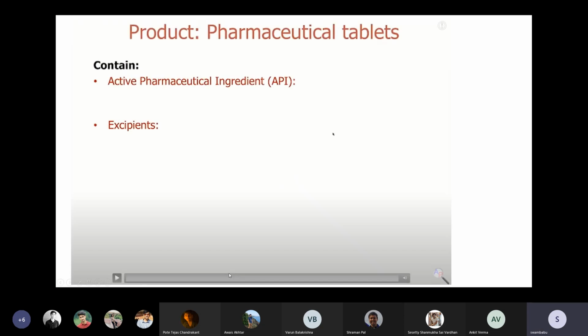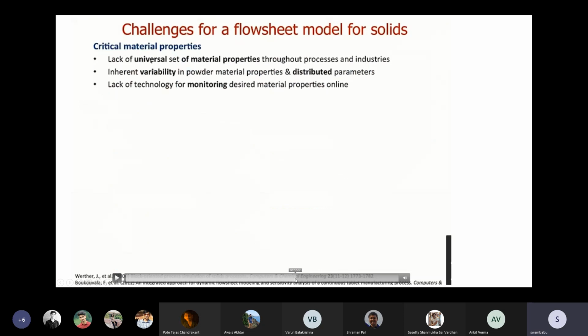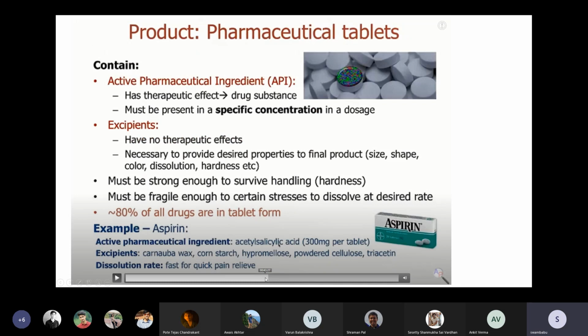So this is one example: aspirin, an aspirin tablet for quick pain relief. Aspirin is a very commonly used pain relief medicine. So in the aspirin, this is the active pharmaceutical ingredient, acetyl salicylic acid. And what is the quantity of this API used in the aspirin tablet? It's only 300 milligrams. 300 milligrams per one tablet.